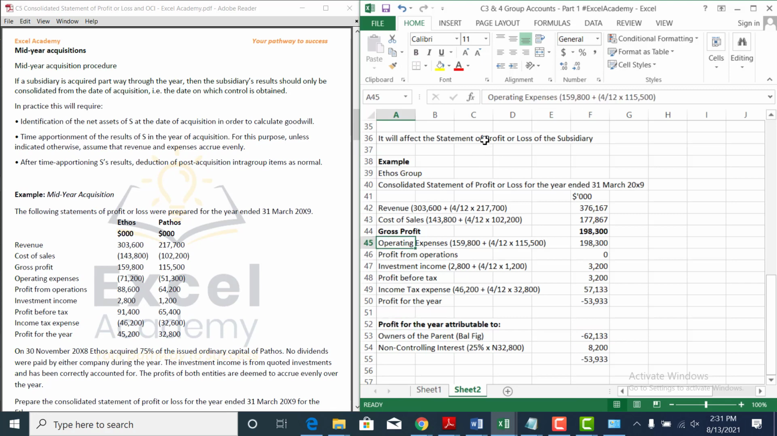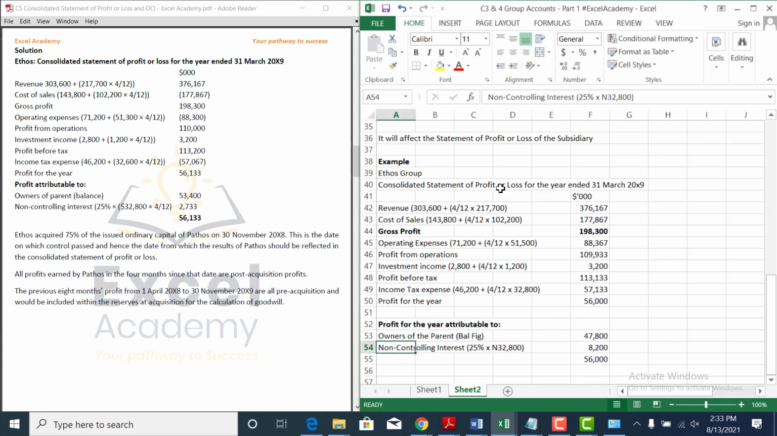This is supposed to be 71,200, right? Then 4 over 12 of 51,500. Here's profit for the year. The profit for the year is 56,000, right? The non-controlling interest, you multiply by 4 over 12. That's post acquisition. So please multiply this one again.